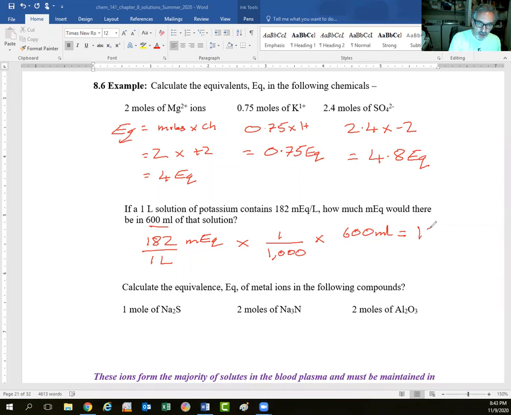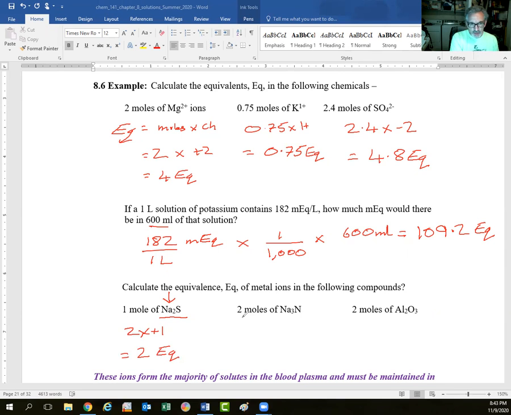That gives us 109.6, 0.2 equivalents for that one. Looking at the ones below, the equivalents for each metal in the compounds below. So we've got 1 mole of sodium sulfide, but in every mole of sodium sulfide, there's 2 moles of sodium. So 2 moles times that +1 charge, that gives us 2 equivalents.